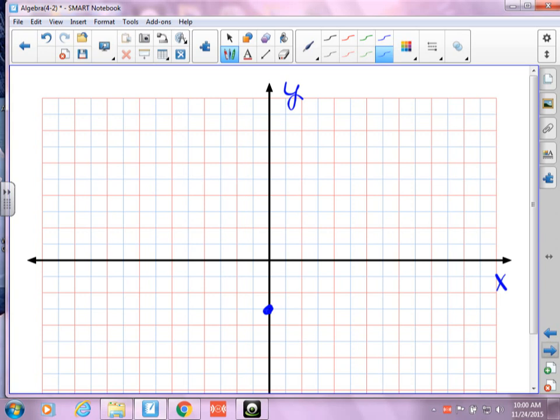So when I get something like this, I'm going to go against the y-axis, and I'm going to draw a horizontal line with an arrow. This is y equals -3. Done. So you just find it on the axis, and don't go with the axis, go against it. And this is a horizontal line.